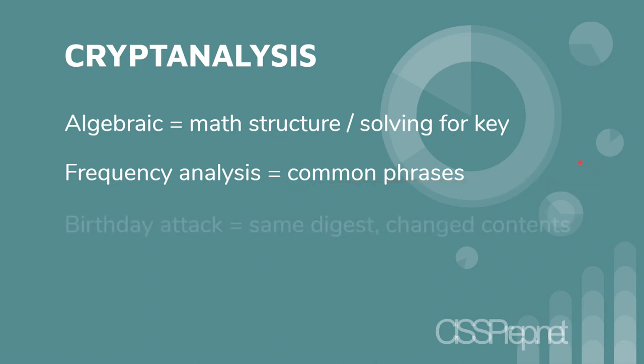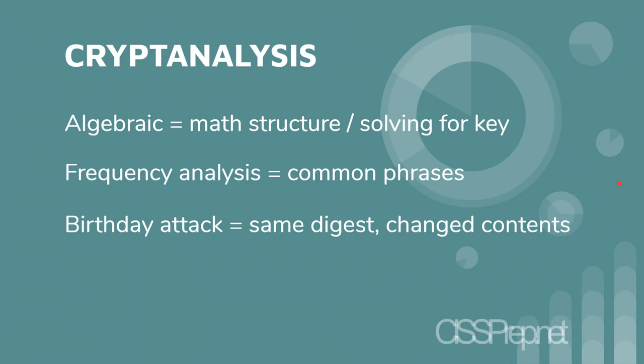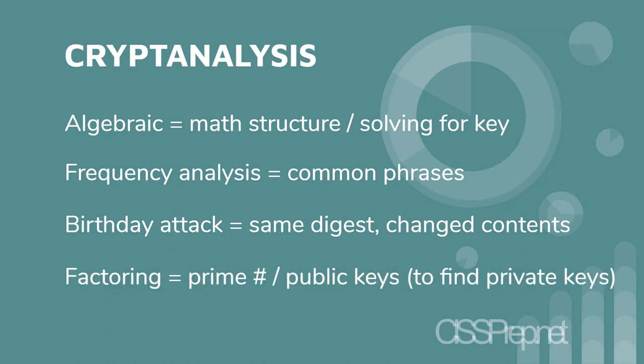So we have birthday attacks, and that's basically where the goal is to find the same digest with changed contents, and this relies on something called the birthday paradox. I'm sure that most of you know what that means. If you've taken a class, they kind of cover that. It's the principle that there's a 50% chance of any two people having the same birthday if there's a room of 23 people. Factoring is basically when it tries to find the key through solving or factoring of public keys.